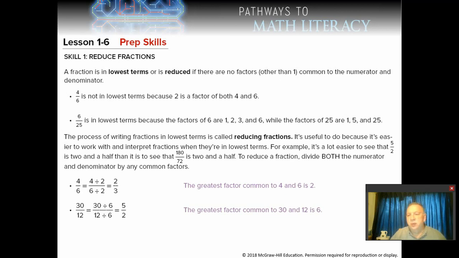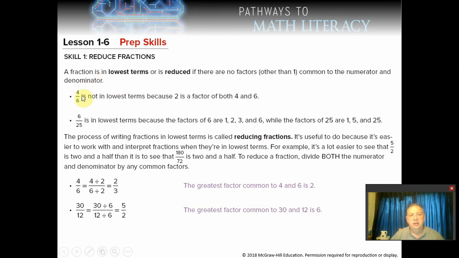We're going to take a look at lesson 1.6 today. We'll do some prep skills and then we'll go into some classwork. So our skill one that we're going to work on is how to reduce fractions. So why do we need to reduce them? Because we would like to have them in the smallest form.